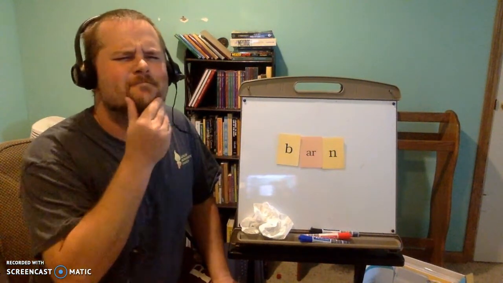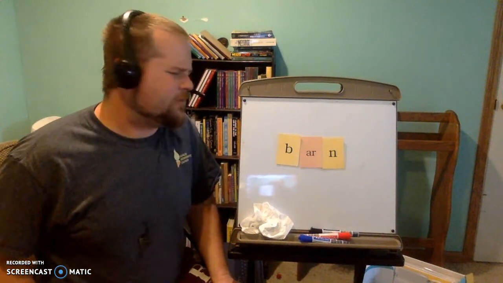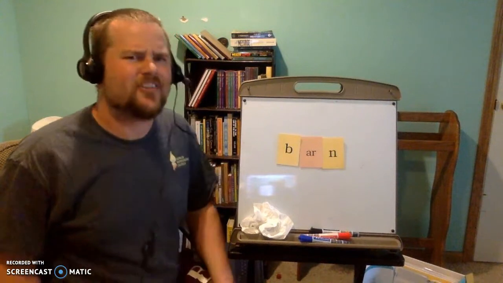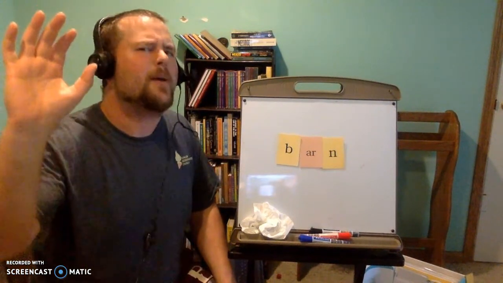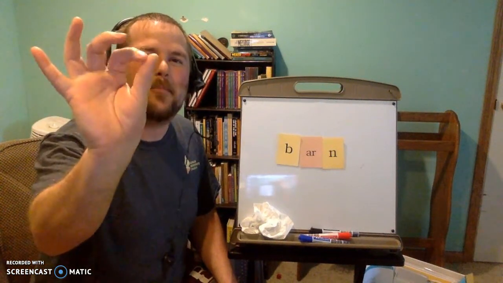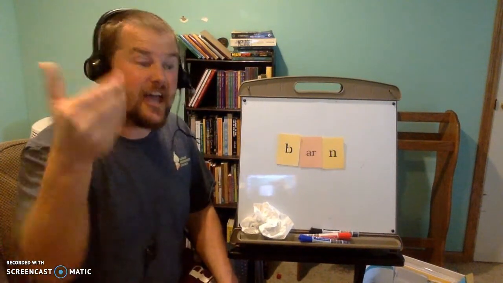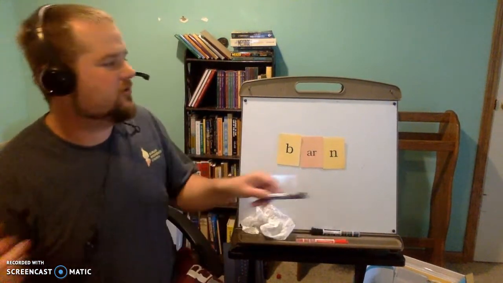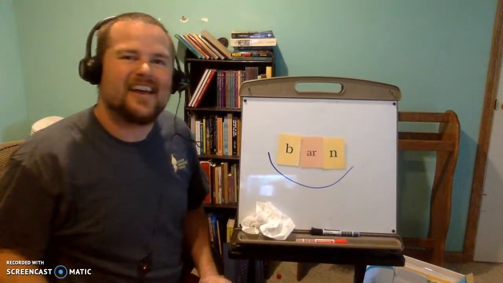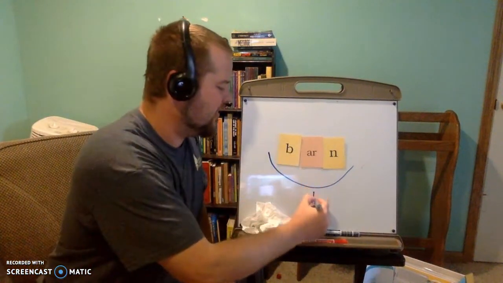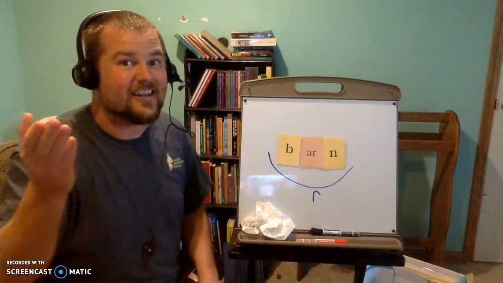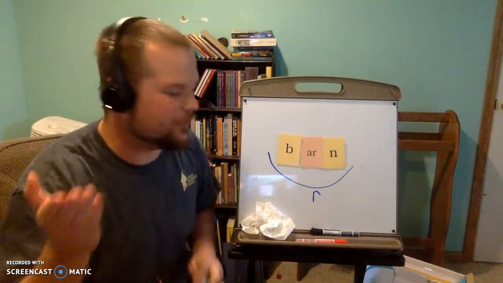Now, remember when we tapped this, the R-controlled vowel got one tap. So let's tap this again. Ready, set, go. Barn, B-R-N, barn. Yes! And here's how we marked it. Just like any other syllable type, we scooped it and we put an R underneath because of the AR car R.